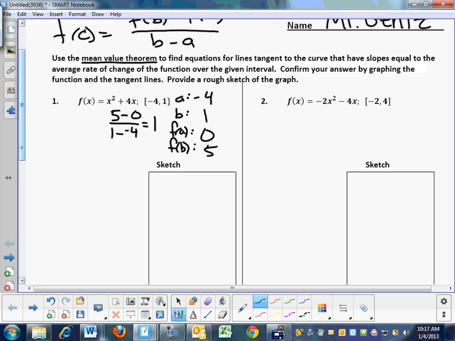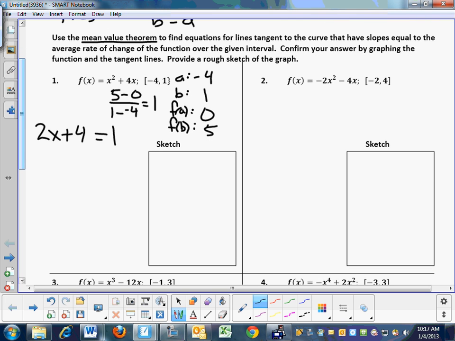So we have our average rate of change. It is 1. Now, let's do what Marlene said, which is take the derivative. What is the derivative of x squared plus 4x? Good. So, when I'm solving for x, I'm finding a value for x that is going to be c. x must be between what? -4, 1. It falls within that interval. Excellent. Okay. So, what do I do?